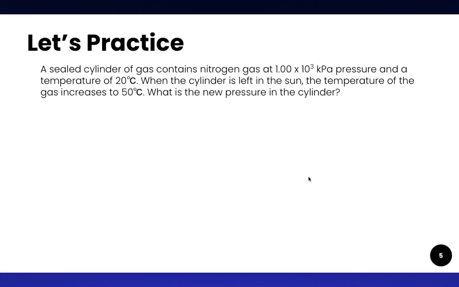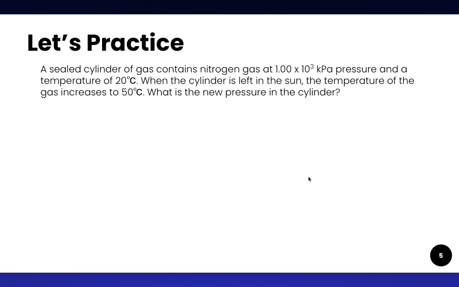A sealed cylinder of gas contains nitrogen gas at 1.00 times 10 to the 3 kilopascal pressure and a temperature of 20 degrees Celsius. When the cylinder is left in the sun, the temperature of the gas increases to 50 degrees Celsius. What is the new pressure in the cylinder?